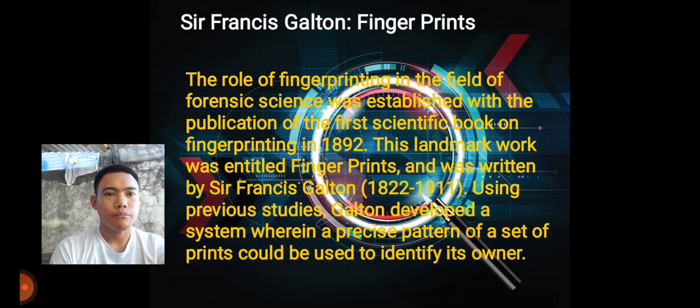Sir Francis Galton, fingerprints. The role of fingerprints in the field of forensic science was established with the publication of the first scientific book on fingerprinting in 1892. This landmark work was entitled Fingerprints and was written by Sir Francis Galton, 1822 to 1911. Using previous studies, Galton developed a system where the precise pattern of a set of prints could be used to identify its owner.